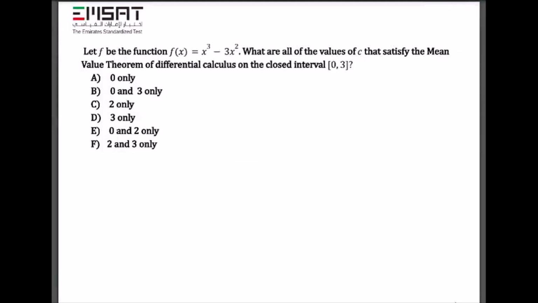Let f be the function f of x equals x to the power 3 minus 3x squared. What are all of the values of c that satisfy the mean value theorem of differential calculus on the closed interval 0 to 3? So here we have the function, which is f of x equals x to the power of 3 minus 3x squared. And here we have the interval, which is 0 and 3. 0 is a and 3 is b.